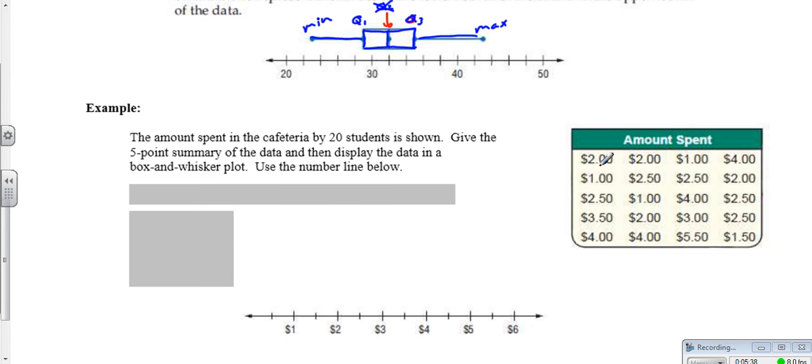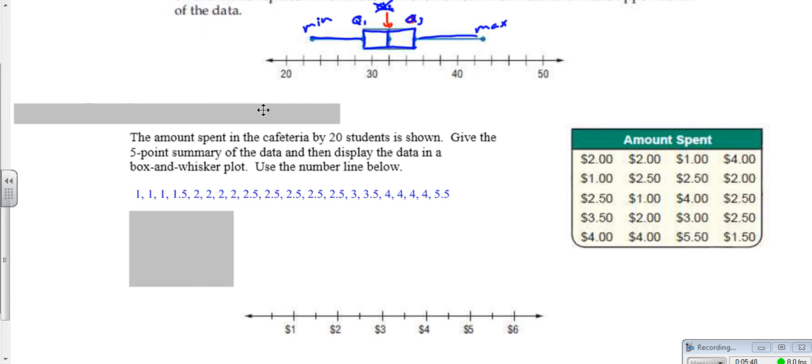We have this list of data, 20 to be exact. Give the 5-point summary of the data. Now we can put them all in order. If we do that, this is what it looks like. Alright, so if we count them, there's 20 of them, so if we go 10 on one side, 1, 2, 3, 4, 5, 6, 7, 8, 9, 10. 1, 2, 3, 4, 5, 6, 7, 8, 9, 10.